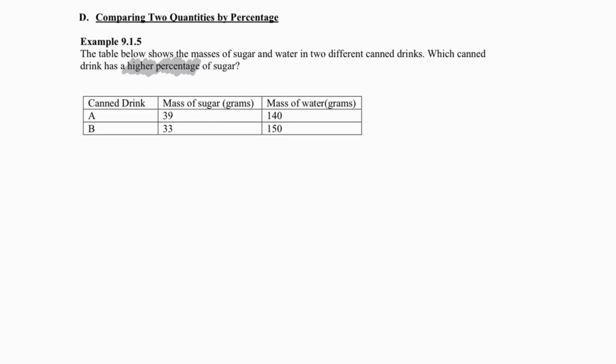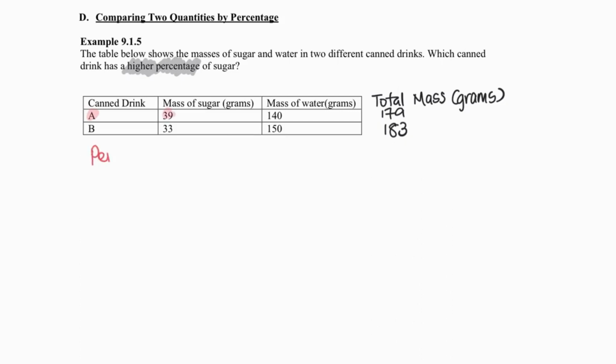So the very first thing here, I would actually want to find the total mass. So for canned drink A, 39 plus 140, 179. And for canned drink B, 183. Once I have that, I will be able to find the percentage. First of all, for can A, sugar 39.